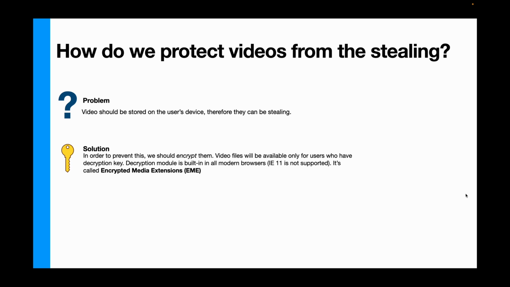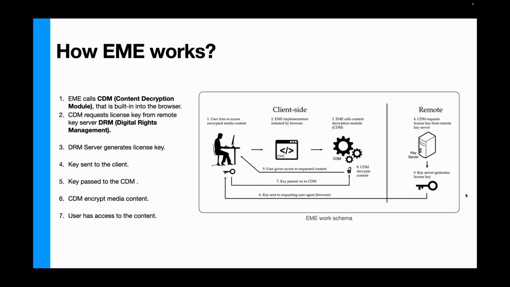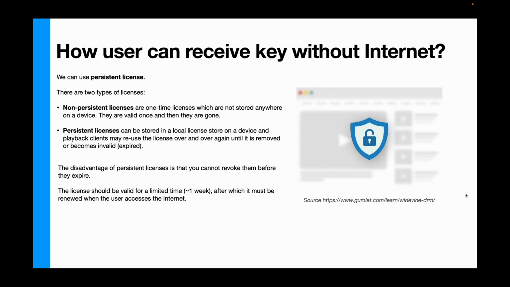Let's look at how exactly EME works. EME calls the CDM, or Content Decryption Module, that is built into the browser. The CDM requests a license key from the Remote Key Server, or DRM, Digital Rights Management Server. The DRM server generates a license key, the key is sent to the client, the key is passed to the CDM, the CDM decrypts the content, and finally, the user has access to the content.